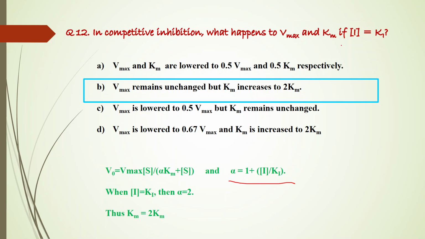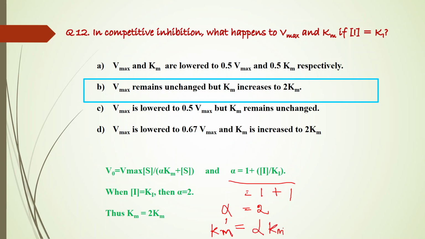So in this particular question, it is stated that the inhibitor concentration I is equal to Ki. So obviously you will put here I equal to Ki. So this will be 1 plus 1. So your alpha value would be 2. So if your alpha is 2, what will happen to Km? We all know in case of competitive inhibition, the modified Km, or Km prime, is basically alpha Km.